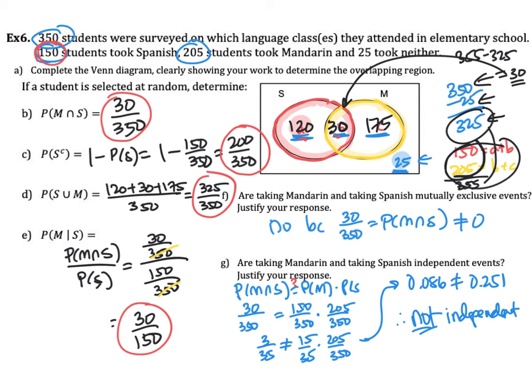Are they mutually exclusive? No, because there's an intersection, right? You have people who did take Spanish and Mandarin, so not mutually exclusive. And are taking Mandarin and taking Spanish independent? No, they are not. You could have seen that those fractions do not equal each other when you test the intersection versus Mandarin times Spanish, so they are not independent.